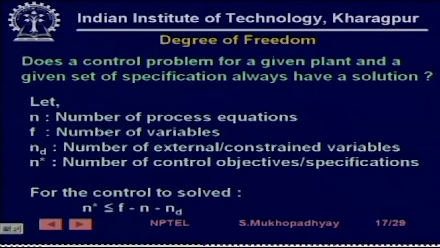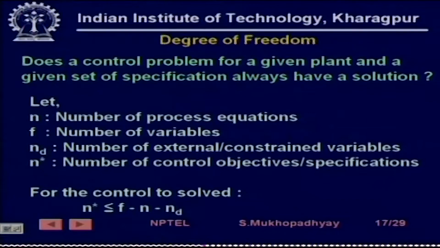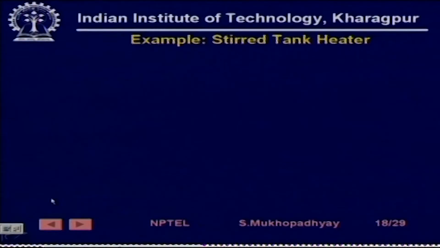So then it becomes f minus n, and of these, some more degrees of freedom are lost because some of the variables are externally set, so you cannot vary them. Then the remaining degrees of freedom are f minus n minus nd, and that must be greater than or equal to the number of control objectives. If it is equal, you will get a unique solution to the control problem.